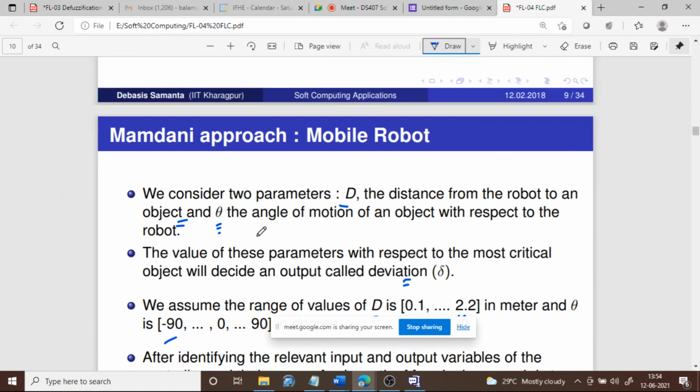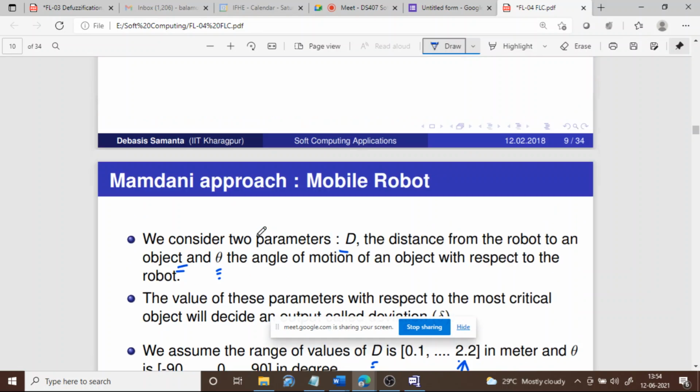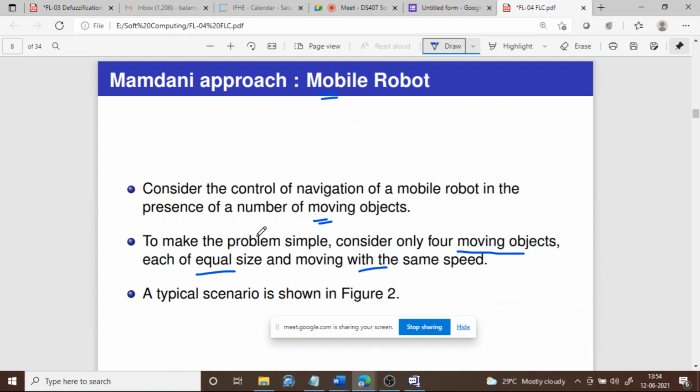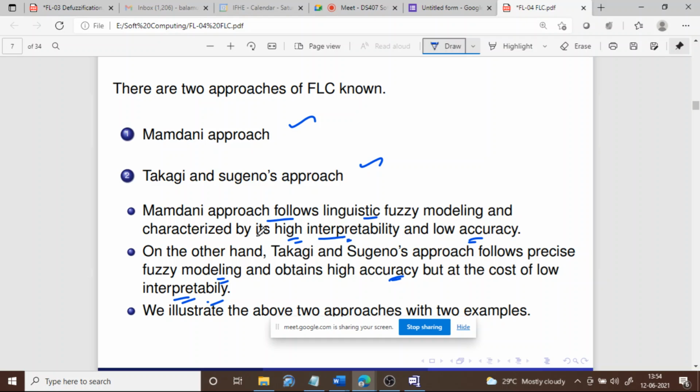We'll continue there. We are discussing fuzzy logic controllers, which can be implemented in two methods. One is the Mamdani approach, the other is Takagi and Sugeno's approach. The Mamdani approach is highly interpretable but less accurate, whereas Takagi and Sugeno's approach has high accuracy but at the cost of interpretability.